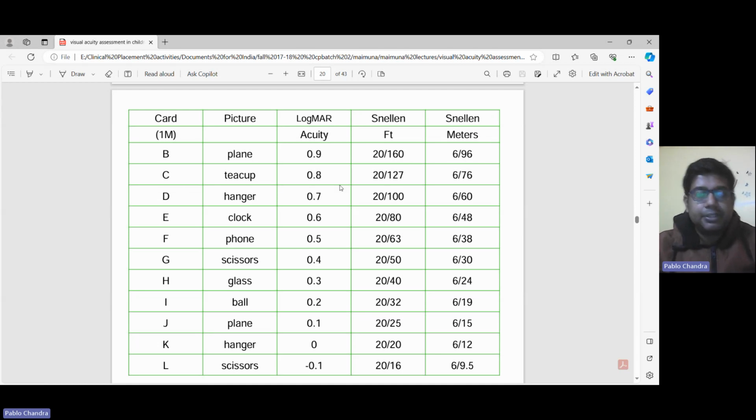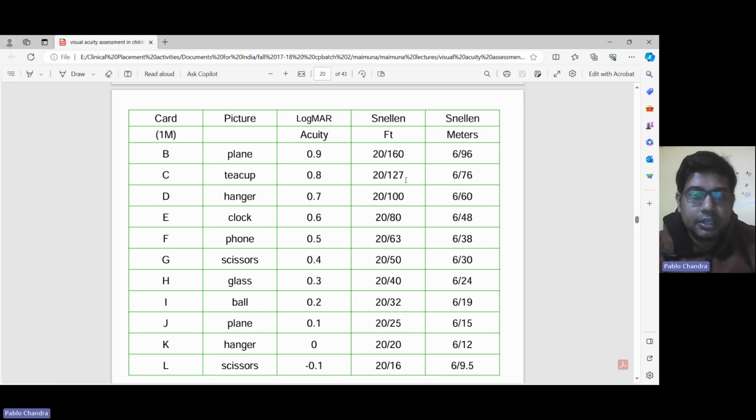C is teacup. If the patient can understand it, it's 20 by 127 or 6 by 76. D is hanger. If the patient can read it, it's 0.7, 20 by 100, 6 by 60. E is clock. If the patient can read it, it's 0.6, 20 by 80, 6 by 48. F is phone. If the patient can read it, it's 0.5, 20 by 63, 6 by 38.